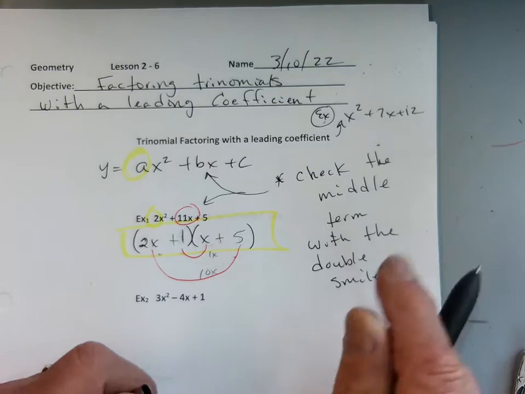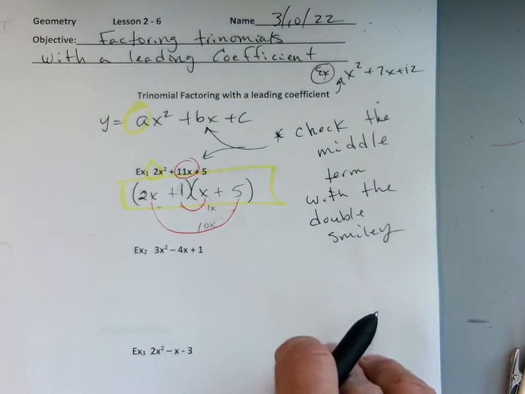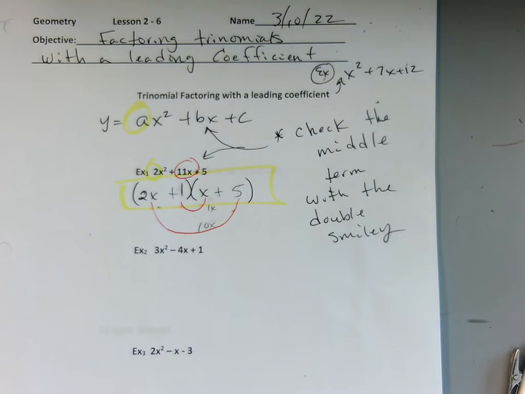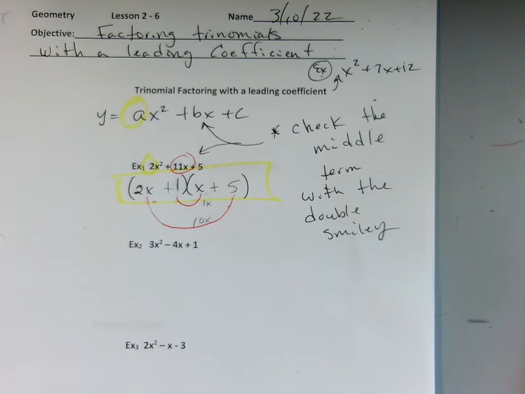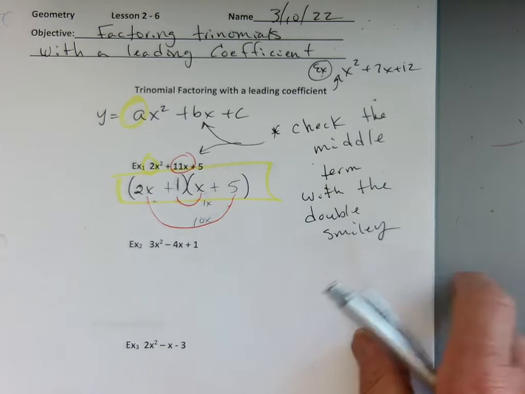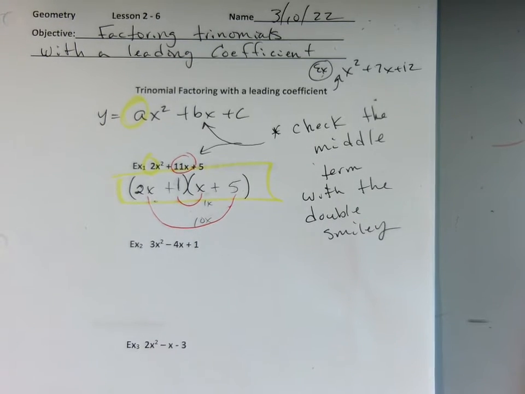If you know Landon, some of you know Landon, right? Landon would always call it the double frowny because it was math. Even my kid didn't like math. He's taking a math class in college now. Love it. Okay, so check the middle term with double smiley. Landon always called it the upside down frowny.